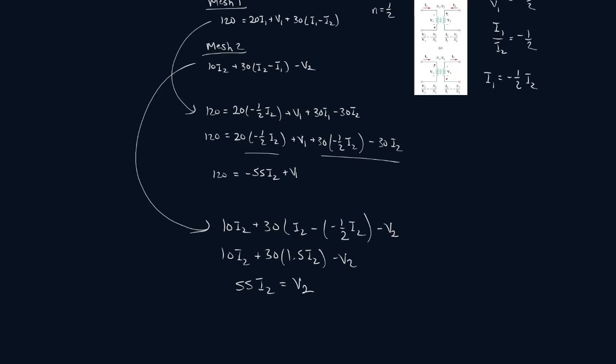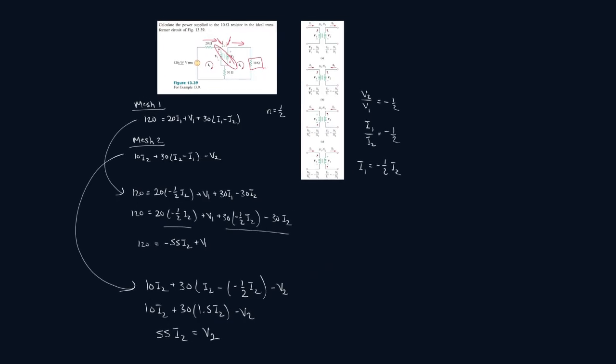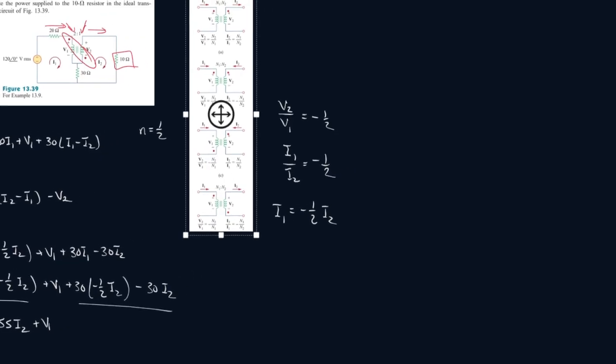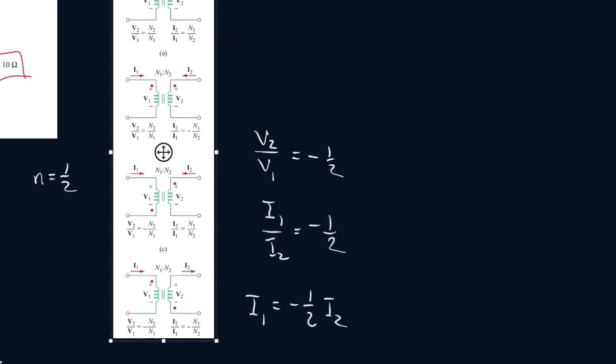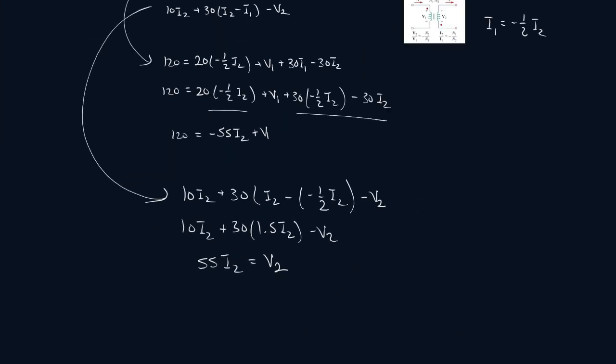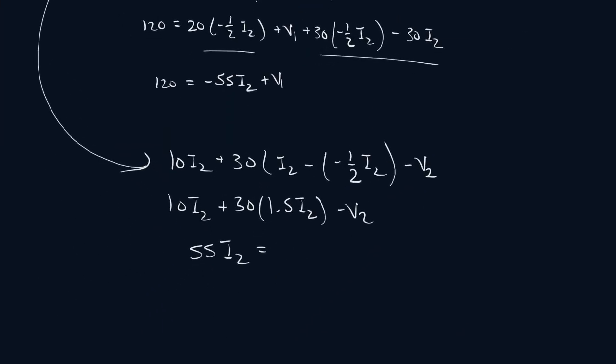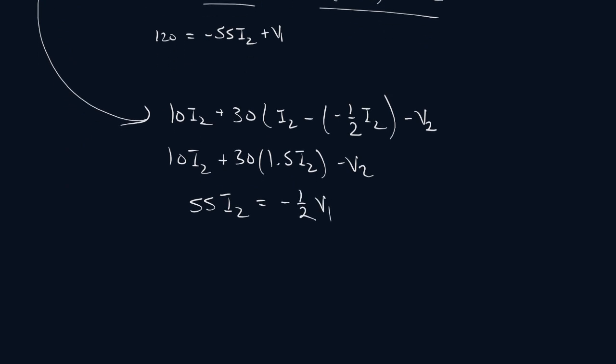Okay, so now let's find a common ground with V1 and V2. So again, we see V2 over V1 is equal to minus 1 over 2. So that means V2 is equal to minus 1 over 2 V1. We'll substitute that into here. Okay, and we see I2 will pretty much be equal to minus 0.7272.